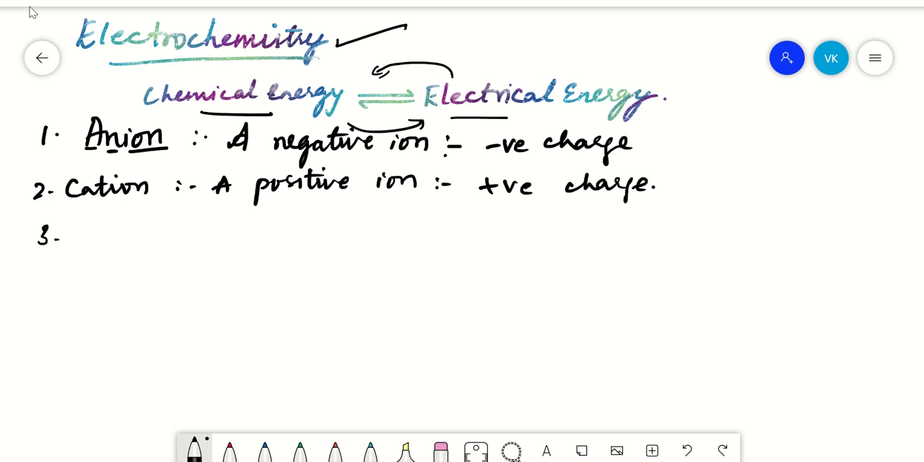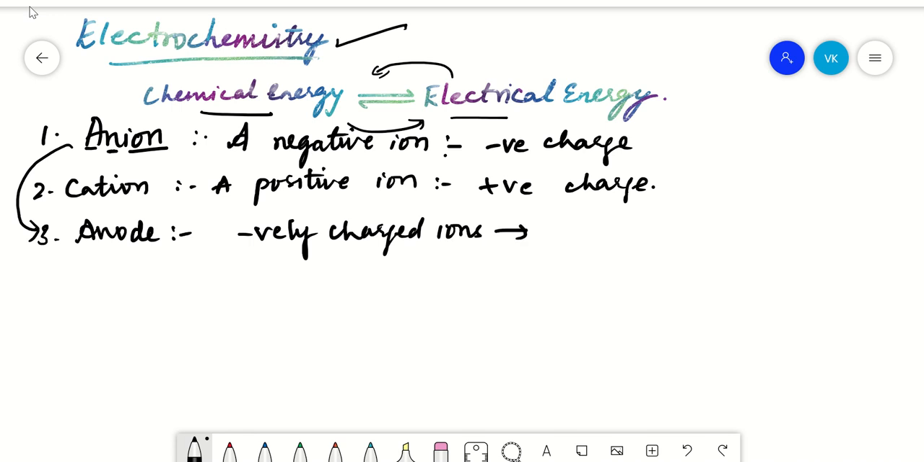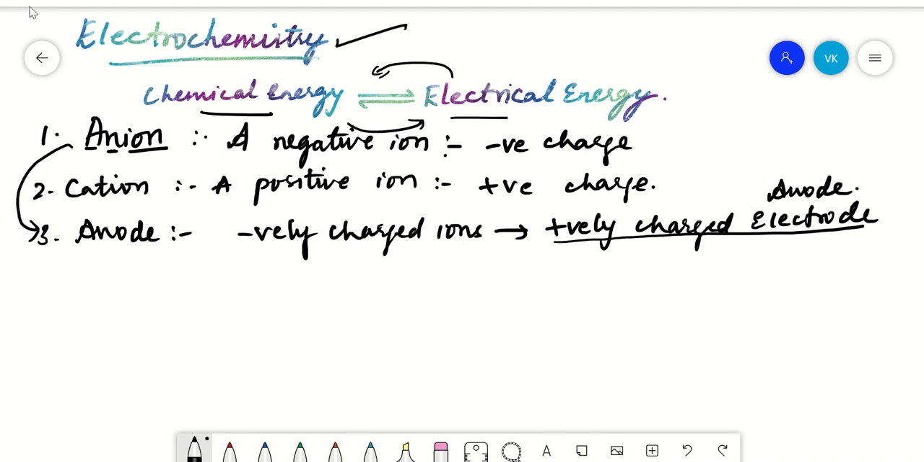Now what is an anode? What do you mean by anode? Anode is an electrode where anions move towards. Anions are negatively charged, so negatively charged ions will move to a positively charged electrode. Negative and positive charges attract each other. So your anode is a positively charged electrode. This is called your anode, right?